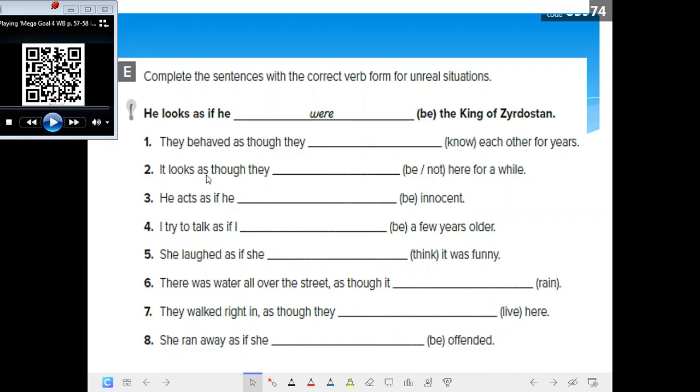Yazid, I want you to read number 1 and give me the right answer for it, okay? They behave as though they each other affair. 4 years. No. Okay, this is the verb know. I want you to use this verb in the correct form so that the sentence is correct, as we said with the rule of as if and as though. If they know each other.